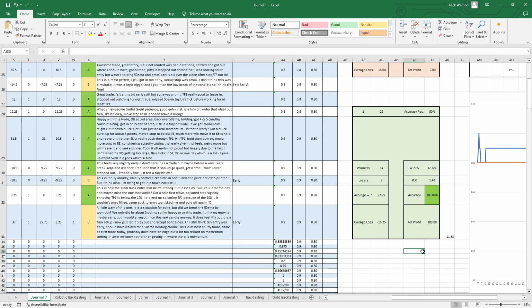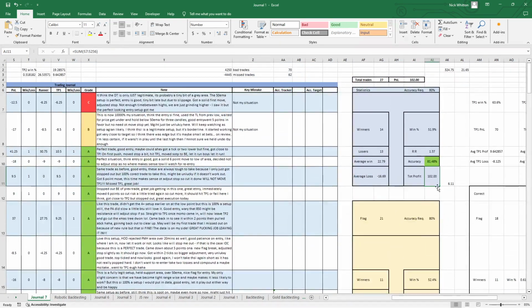My strategy, I think I can get it to a point where I'm 85 to 90% accurate. So I look at this and I go, okay, 189 points of profit. I compare it to where I'm actually at, which is 102 points of profit, and I go, that's actually pretty good. That's 55% or so of the profit. That's pretty good.